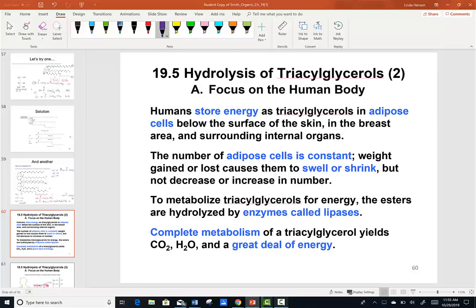To metabolize these triacylglycerols for energy, we use an enzyme called lipase. If it's plural, lipases. Anytime we see, as we progress in the biochemistry portion of our semester, that ending of ASE, we'll learn that that's how enzymes are named. Enzymes are nature's catalysts. They speed up these chemical processes. The complete metabolism of a triacylglycerol yields carbon dioxide, water, and a great deal of energy.